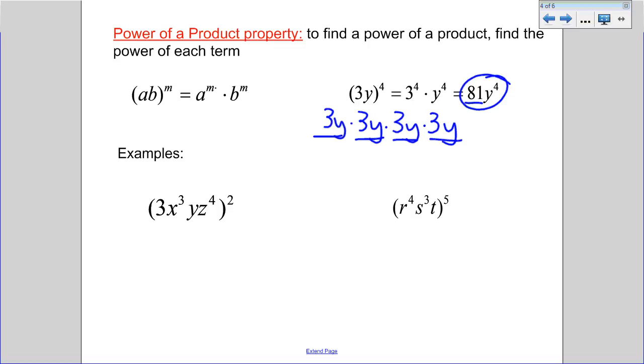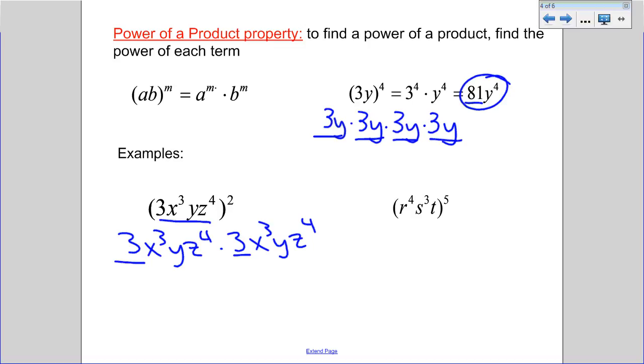Beautiful. All right, so let's take a look at what we have here, ladies and gentlemen. We have (3x^3yz^4)^2, which means we have 3x to the 3rd, y, z to the 4th, times 3x to the 3rd, y, z to the 4th. If you look at that, ladies and gentlemen, and you're not sure what to do, write it out in long form.